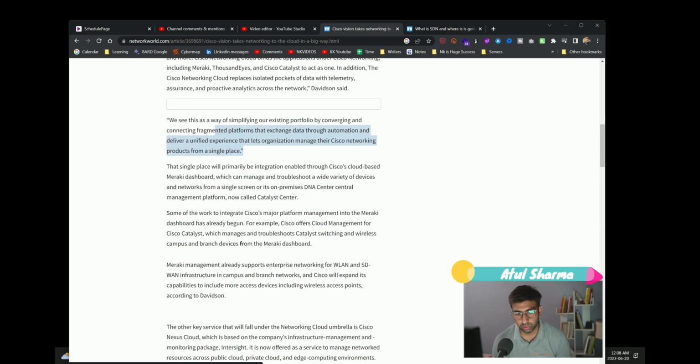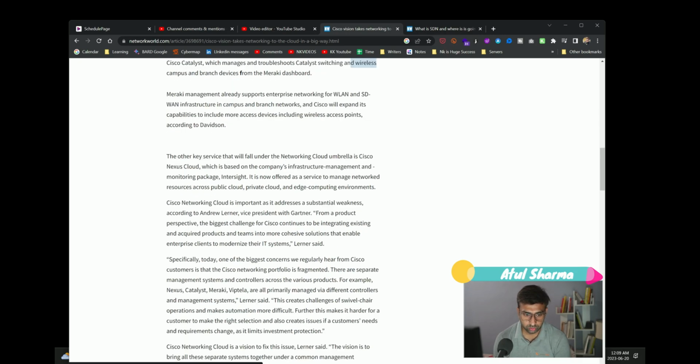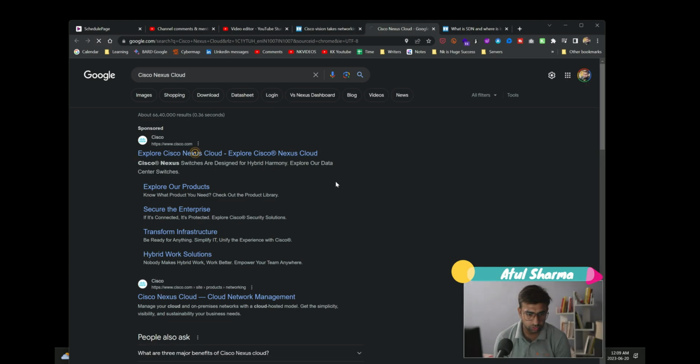So basically, they are going to collaborate a lot of technologies together so that they focus more on the cloud management. Means you can manage your office from the cloud itself. Means you can manage your office switches, you can manage your wireless devices all over the cloud. So the other key service that falls under the networking cloud umbrella is Cisco Nexus Cloud. Okay, so if we search about Cisco Nexus Cloud, I think Cisco is working on this technology, Nexus Cloud.